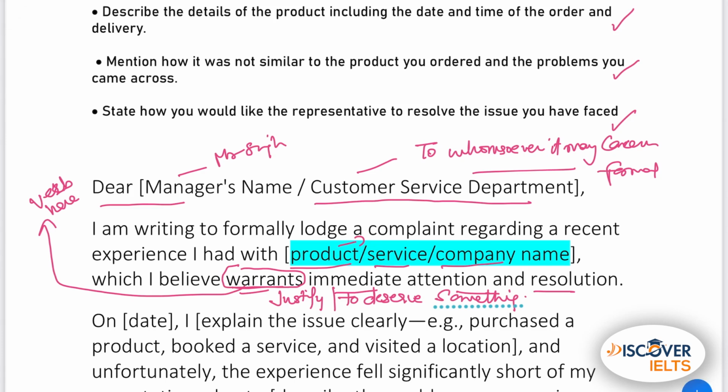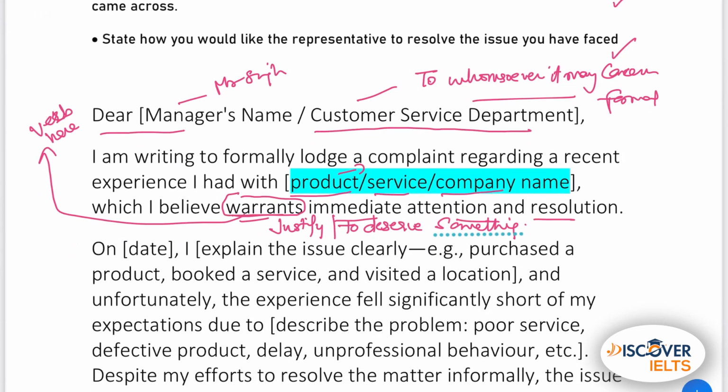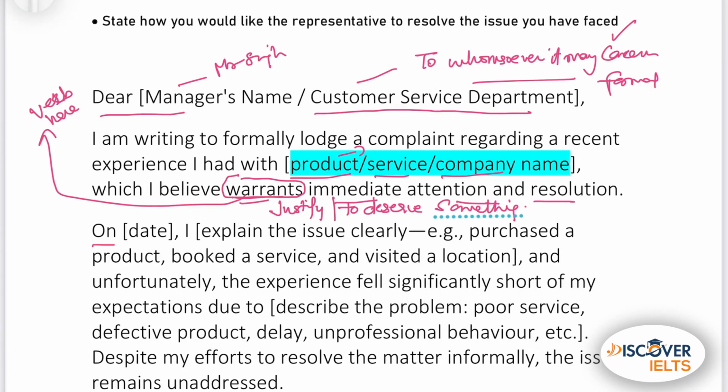So next, let's talk about the description of the issue, in which you have to mention on date, I explain the issue clearly. So you have to explain the issue, what happened with the product. For example, your purchased product or service, booked service, or visited a location specifically. So you can use that sentence over here. And unfortunately, the experience fell significantly short of my expectation due to. You have to describe the problem over here. Basically, poor service, defective product, delay, or unprofessional behavior.